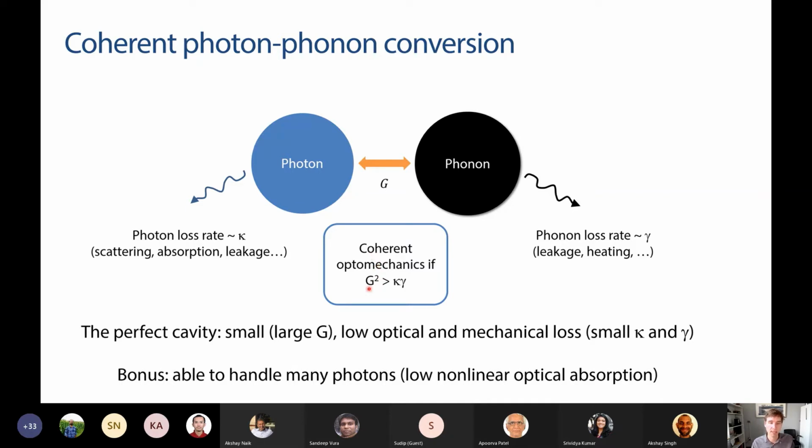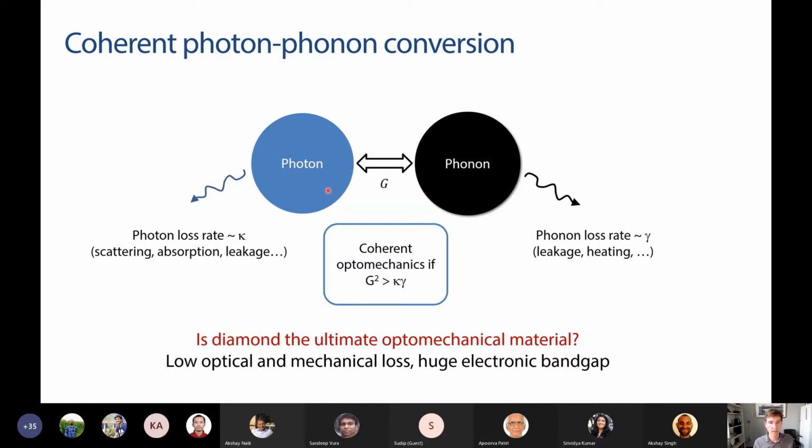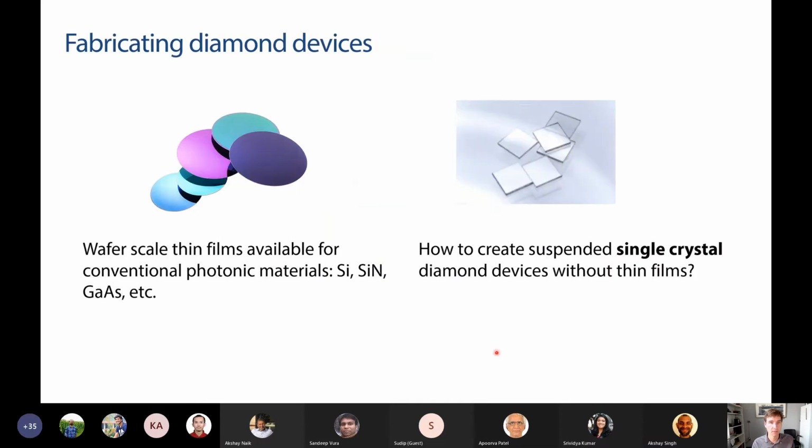But basically, this means that we need to have a cavity that doesn't suffer from lots of two-photon or other nonlinear absorption. Okay, and so with this in mind, you can convince yourself that diamond is a potentially really good material for building cavity optomechanical devices. It has a really low optical and mechanical loss and has a really low nonlinear absorption, or in other words, it has a huge electronic band gap. Okay, so that's the good part.